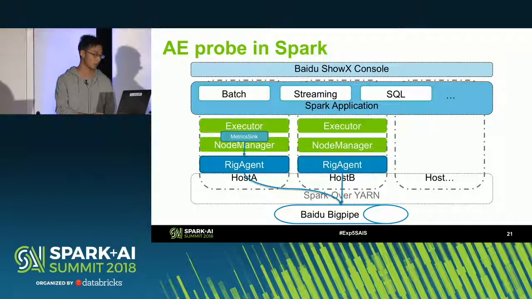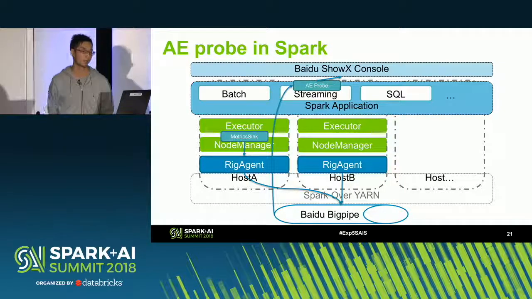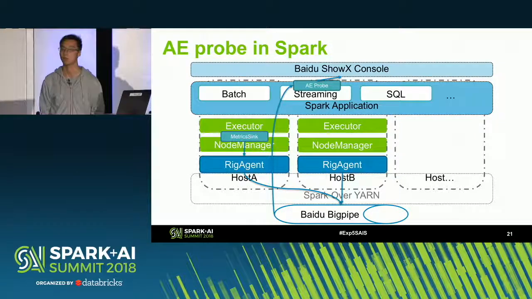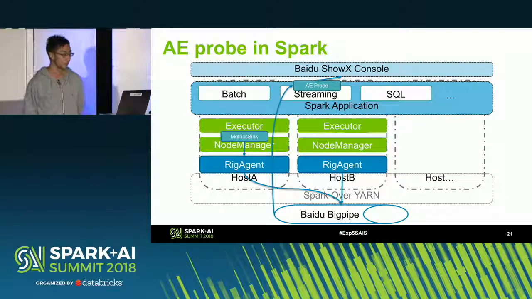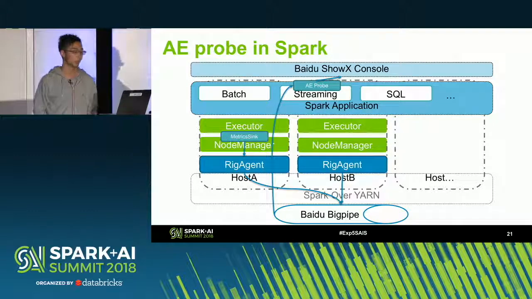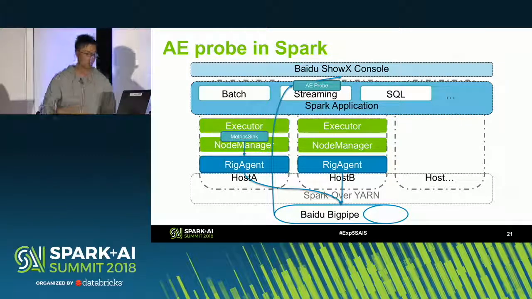And the prop application is one kind of special Spark streaming application running on our own clusters. It mainly collects the metrics from the Big Pipe, does some computing, and puts the result to the Baidu Show X console.